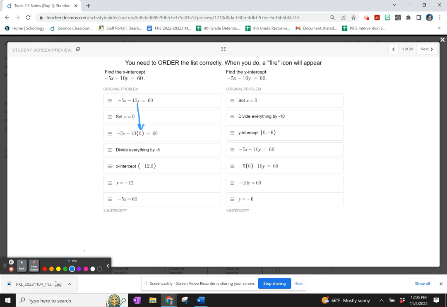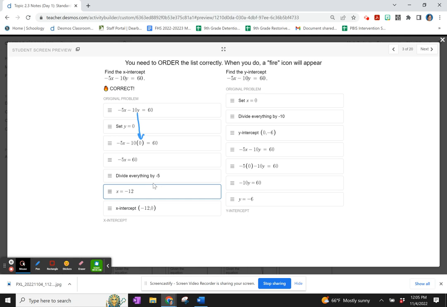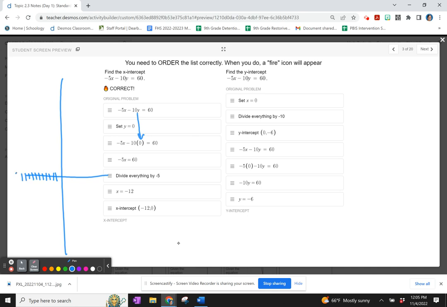And then once you do, negative 10 times 0 goes away, and we're left with just negative 5x equals 60. So you're going to divide by negative 5. You're going to get x equals a number, but your final answer is an ordered pair. The reason why, if I were to graph negative 12, 1, 2, 3, 4, 5, 6, 7, 8, 9, 10, 11, 12, it would be right there to the left.